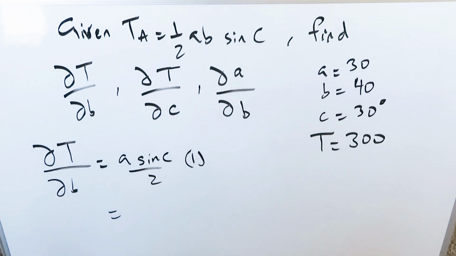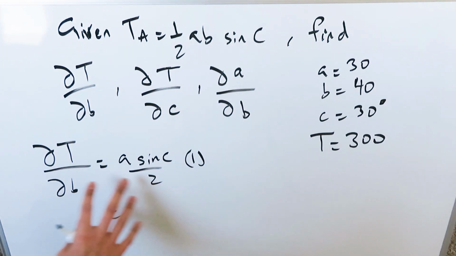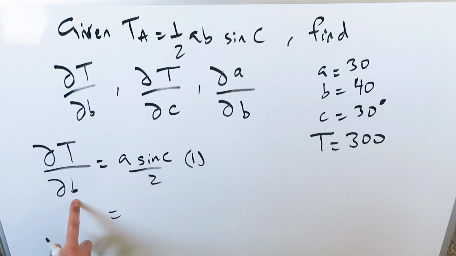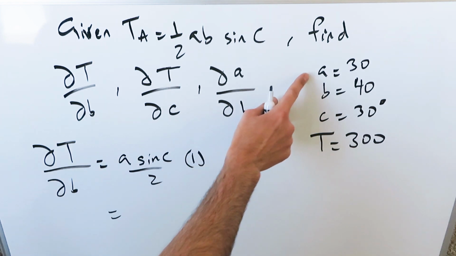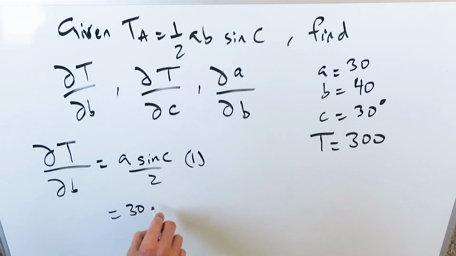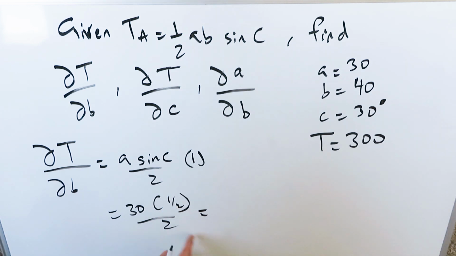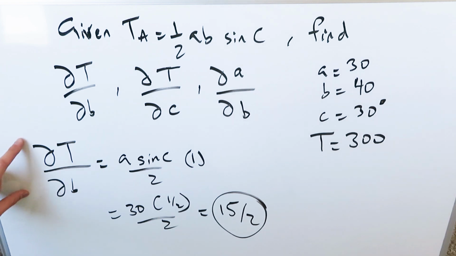I plug in my values, and it gives me the rate of change of the area with respect to B. What's A sine C? I have a 30, and then sine C, which is 1 over 2, over 2. I have 30 divided by 2, 15 over 2, and that is my answer. The rate of change of the area with respect to B is equal to 15 over 2.